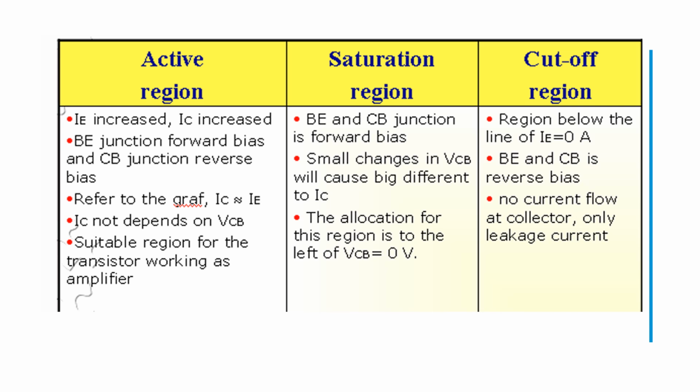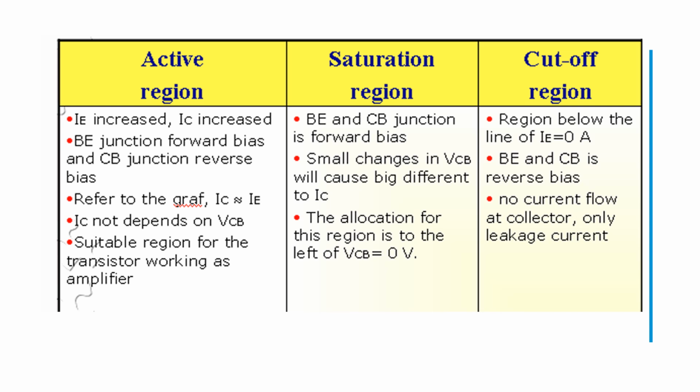Saturation region: both emitter base and collector base junctions are in forward bias. A small change in the collector voltage will cause a big difference in IC, because here the output junction is also forward biased. If VCB changes, collector current also changes. The location for this region is to the left of the curve VCB equal to 0.